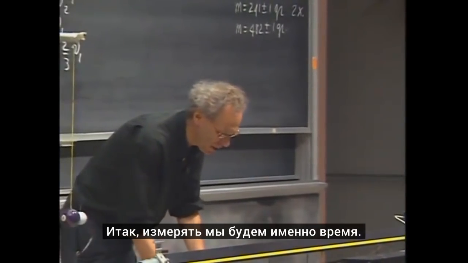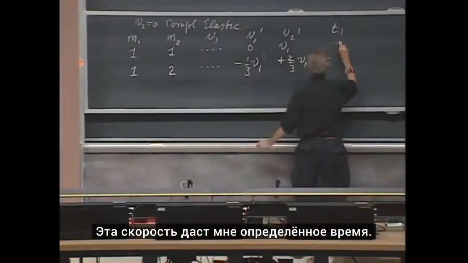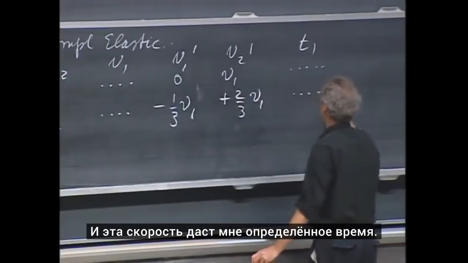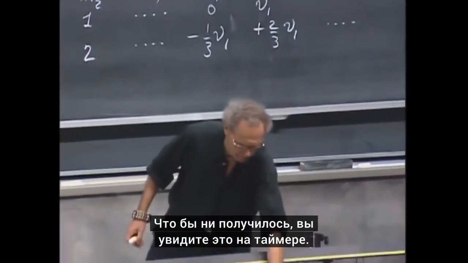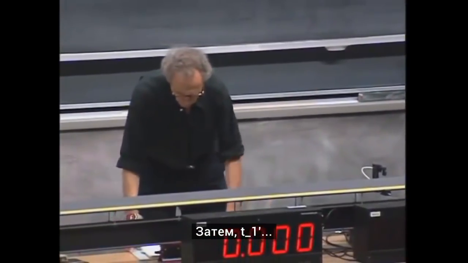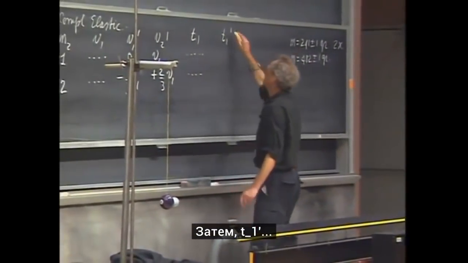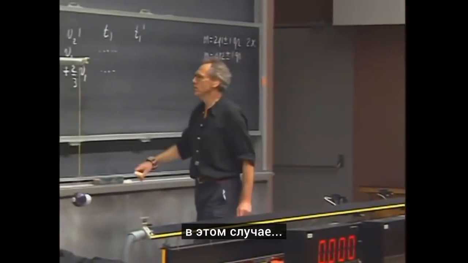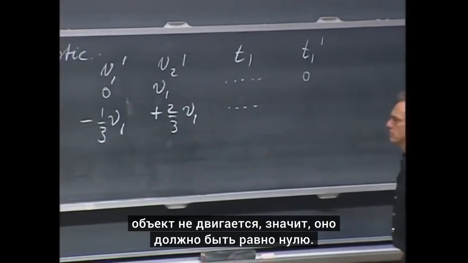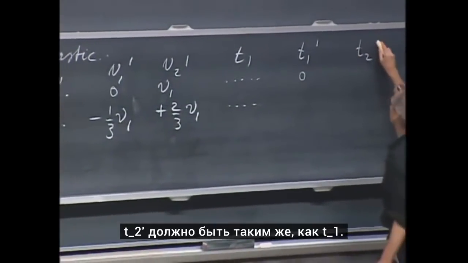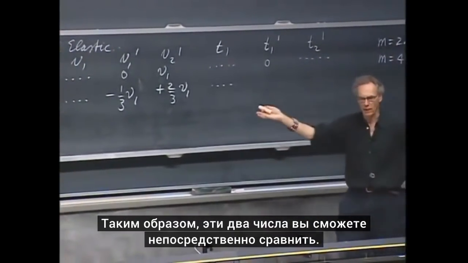So the way we're going to do this is by measuring timing, of course. This velocity will give me a certain time, and this velocity will give me a certain time. Whatever comes out, you will see on this timer. Then T1 prime, in this case, it stands still, so must be 0. And T2 prime must be the same as T1. So these two numbers you should be able to compare directly.